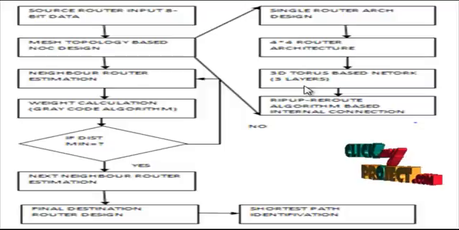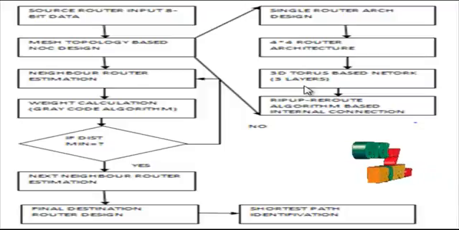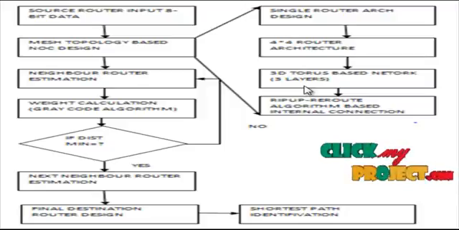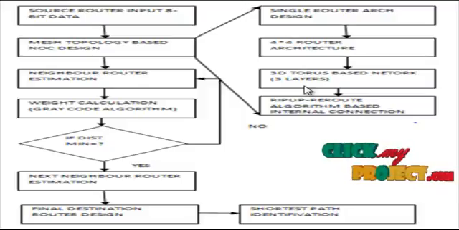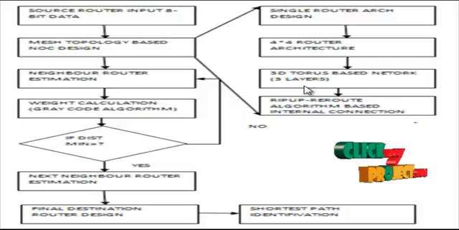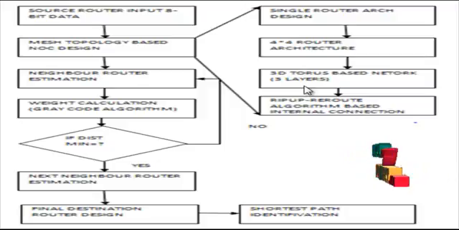The weighted calculation is based on the Gray code algorithm. In the Gray code algorithm, each weight represents each router's internal position. We calculate the minimum router for the nearest neighbor nodes, analyze the minimum weight values, and check the minimum weight value. If the minimum weight value is minimum, it satisfies the yes condition. If the minimum weight is maximum, it is the no condition, and we check another node, and the process is repeated one more time.